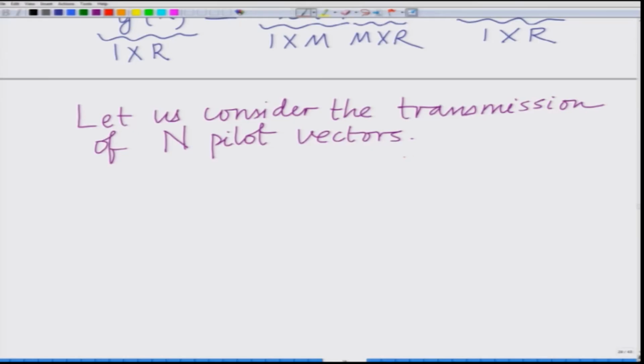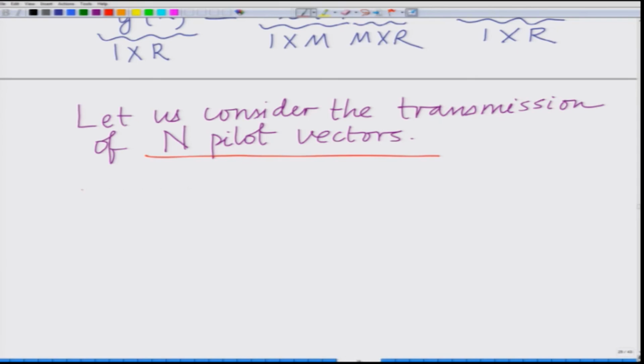Alright, x bar k is the pilot vector transmitted at time instant k. Okay, the input vector, for the purpose of channel estimation, is also known symbols, and these are known as pilot symbols. So, naturally we have a pilot vector. Alright, we consider the transmission of n pilot vectors.